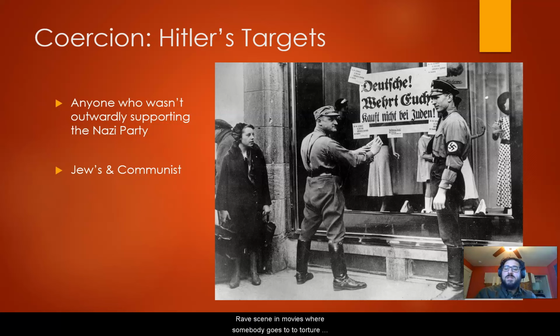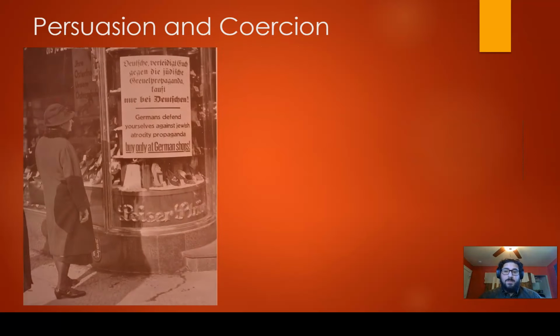Right? You've seen in movies where somebody goes to torture somebody, or someone goes to get some information, and they say, I'm not going to ask you again, and they just pull out a gun and put it on the table. Right? That's coercion. The implied threat is there. So let's look at some examples of what is persuasion versus coercion, because sometimes it's really, really hard to see the difference between the two.